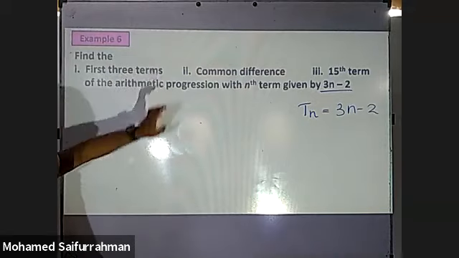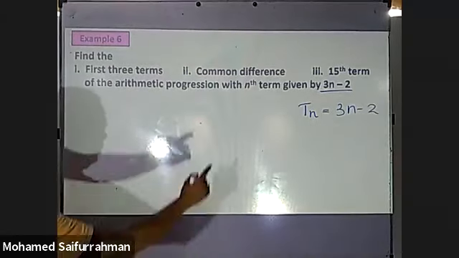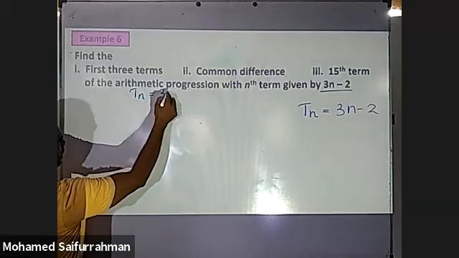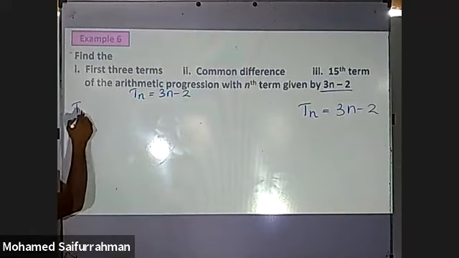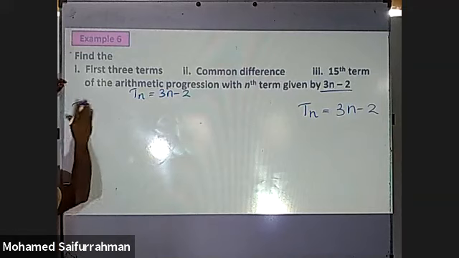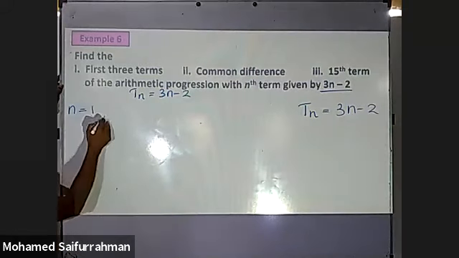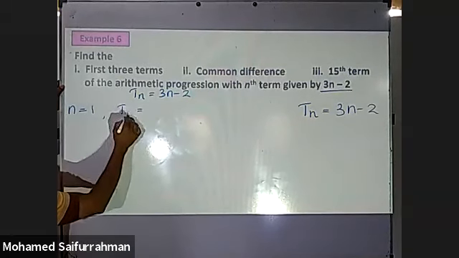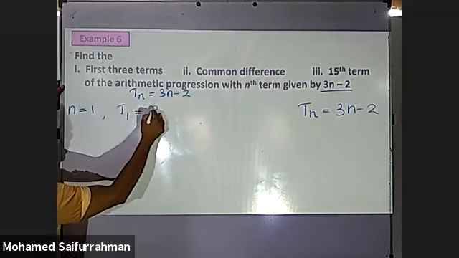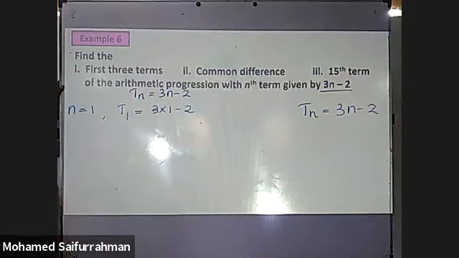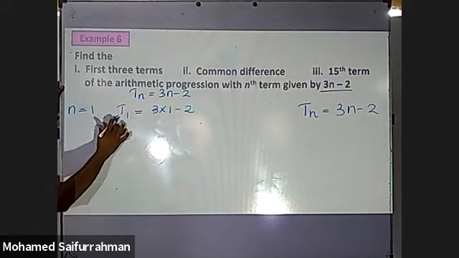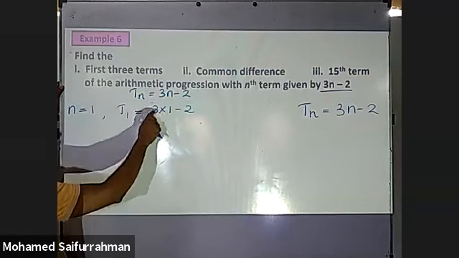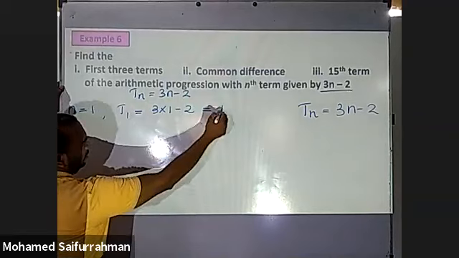Right. First three terms. Tn equals 3n minus 2. When n equals 1, T1 equals 3 times 1 minus 2. Term number 1 will be obtained by substituting 1 for n. 3 minus 2, answer 1.